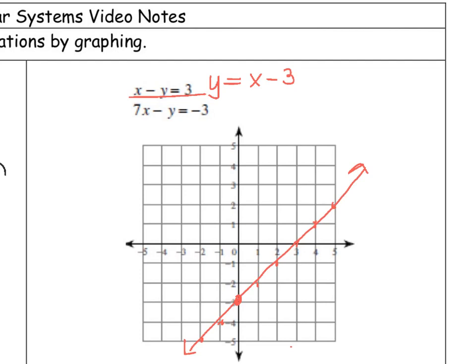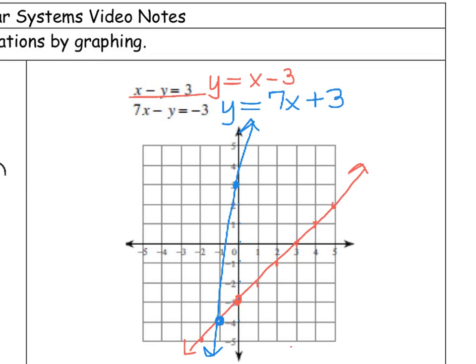Now the next one is 7x minus y equals negative 3. We want to graph that one as well, but we have to get that into y equals form. So that turns into y equals 7x plus 3. So here again is our y-intercept at 3. It also has a positive slope, so down 1, 2, 3, 4, 5, 6, 7, and to the left 1. So this one has a very steep slope, so my line isn't that straight.